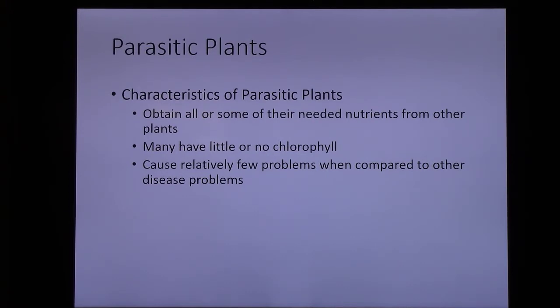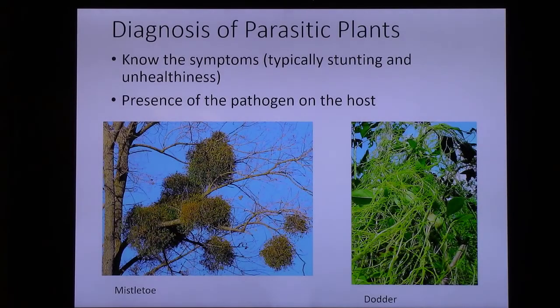Parasitic plants, mistletoe and dodder, obtain all or some of their nutrients from other plants. They may or may not have chlorophyll, and when compared to some of our other disease pathogens, parasitic plants really don't cause that much problem. Yeah, they feed off other plants, but now we've got the mistletoe.